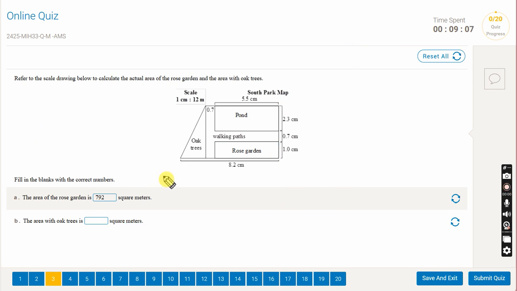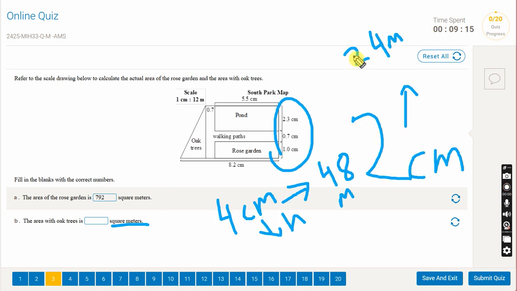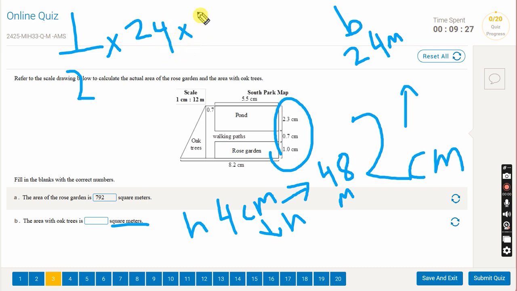Now, what is left? Half base, which was, what was base? Base was, sorry, base was 24 and height was 48. So half base, what is base? Base is 24 and what is height? Height is 48. Now you have completed it all in meters.